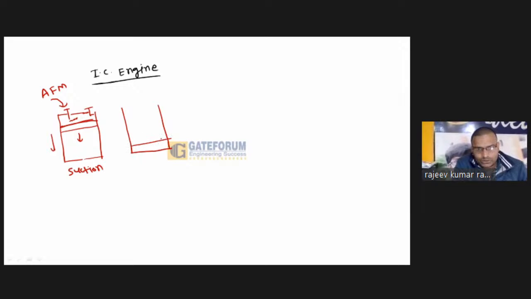This is your cylinder and piston, and in this case the inlet valve will be open. Here it is all filled with the air fuel mixture. Now what you have to do is compress this. So in this piston cylinder arrangement, you start the compression.